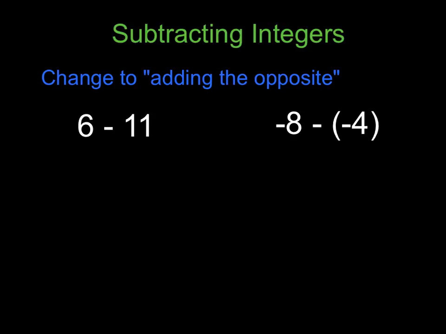You can follow your addition rules if you simply change subtracting to adding the opposite. So we are going to go through, and every time we have a subtraction problem involving integers, we are going to change it to adding the opposite. So in this first problem, 6 minus 11, we are going to change our subtraction sign to addition, and then we're going to make our second number the opposite. The opposite of 11 would be negative 11.